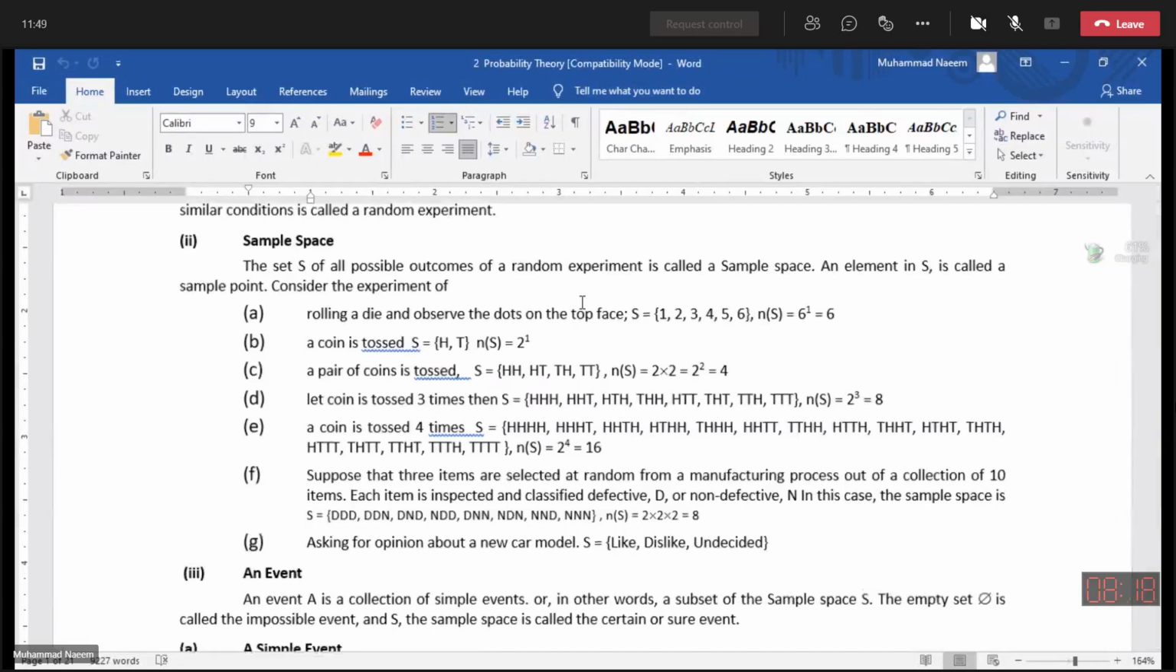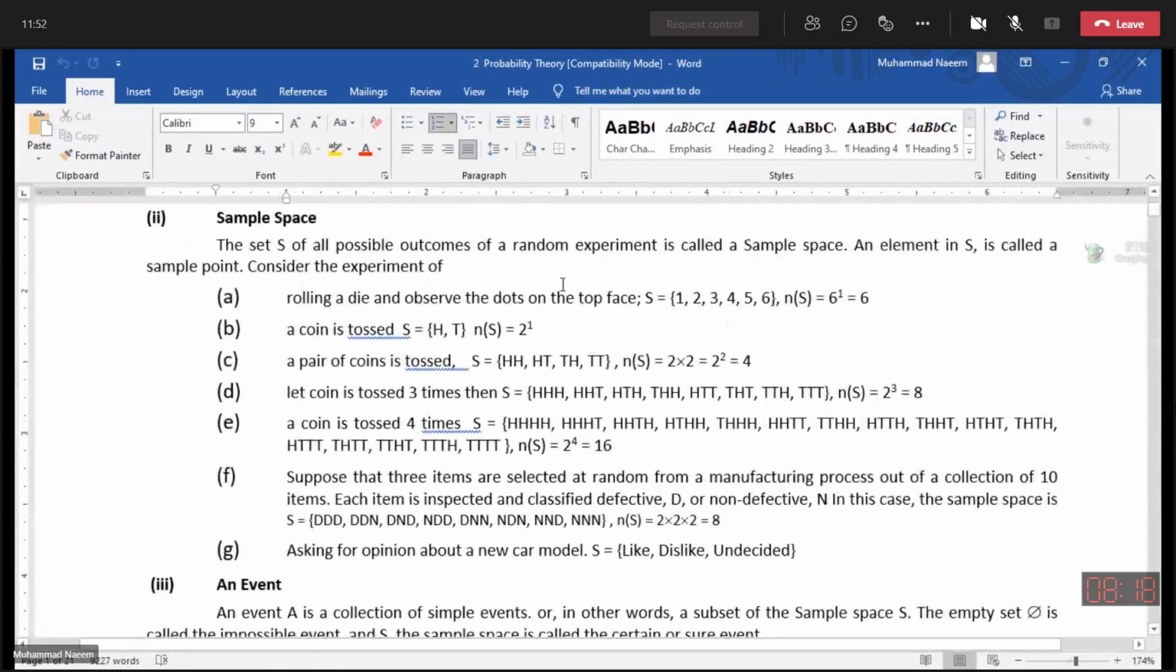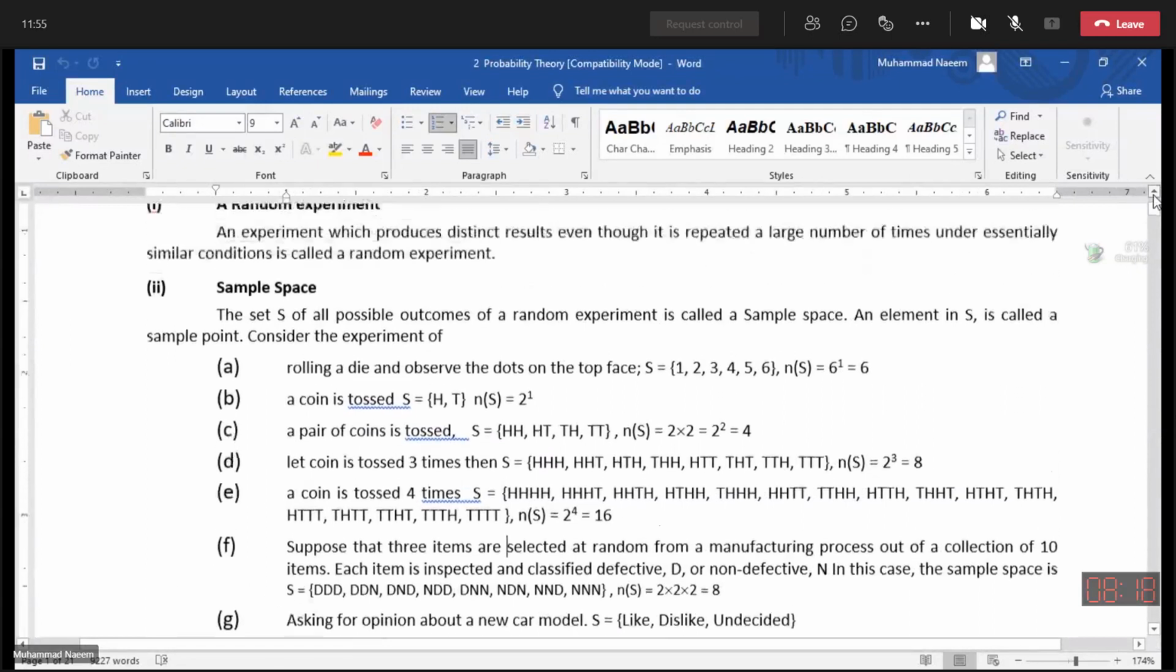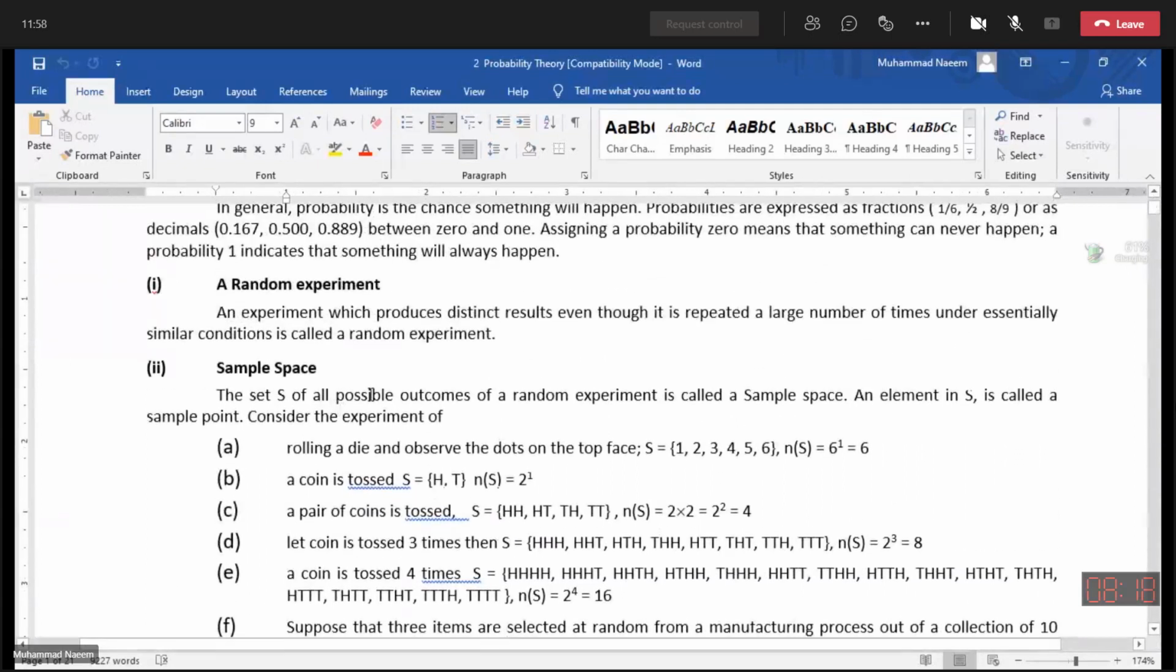So all these distinct results of a random experiment construct a sample space. For example, all possible outcomes in rolling a dice, we have these outcomes. So this is our sample space. When a coin is tossed, all possible outcomes are a head or a tail. This is our sample space in this activity.